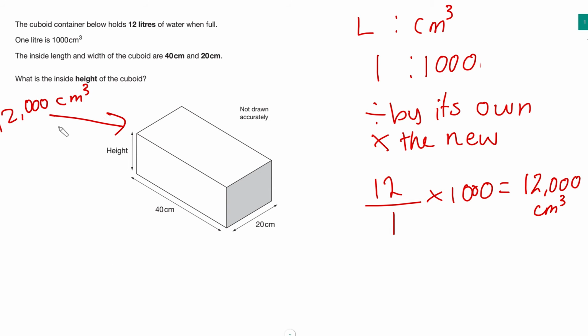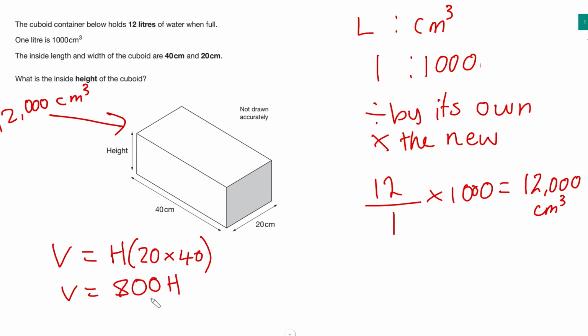Okay, that's fine. We've worked something out. So then it says inside length and width of the cube are 40 centimeters and 20. What is the height of the cube? So the first thing I'd do is I'd form an equation. So what equation can we make to link these three things together? Now it's volume. So we can do height times this times that to get volume. So V equals H, and then we can do 20 times 40. So volume is going to be equal to 800 H.